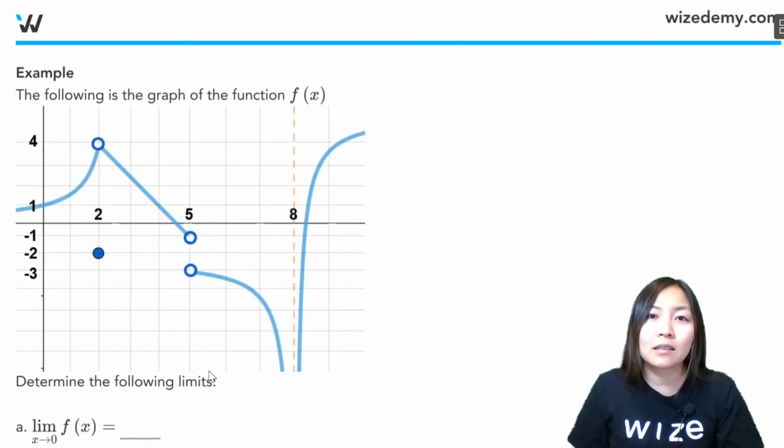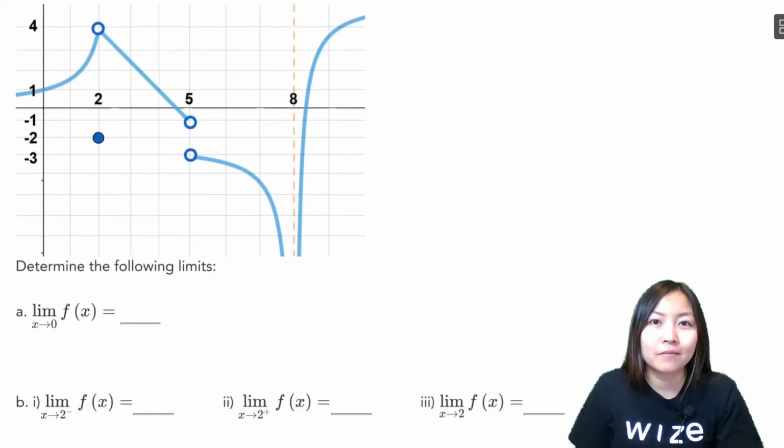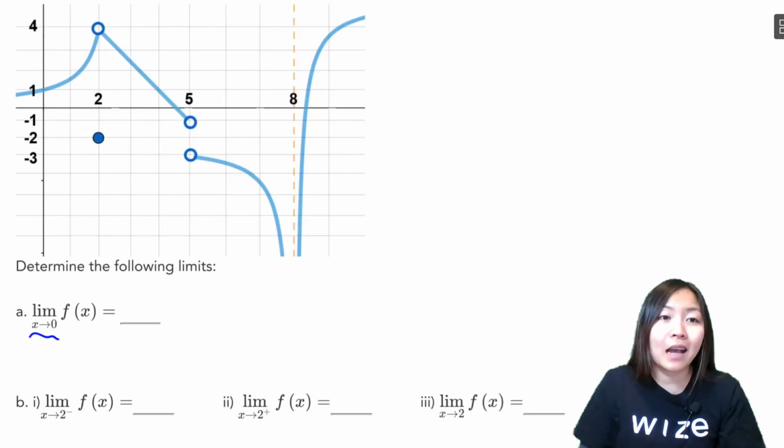So let's take a look at this example. It's the same graph that we've seen, but now we're adding numbers to it. So this is the graph of f at x. So in part A, I want to figure out the limit as x approaches 0 of this function. So first, let's find x equals 0. That's going to be right around here, right?